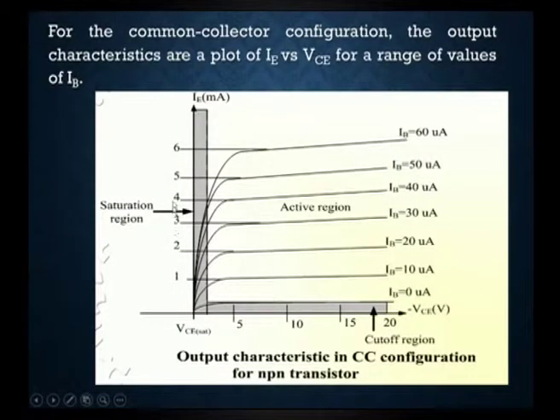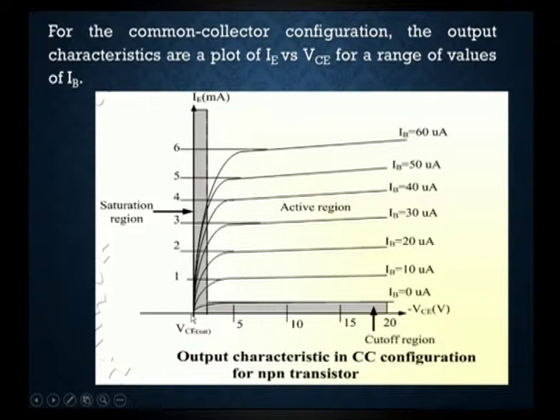So, we are studying only output characteristics here. For common collector configuration, the output characteristics are plotted like this, that is emitter current versus the collector to emitter voltage for a range of values of base current. And here also we can observe it has three regions: one is saturation, another is active, and the third one is cutoff region, which is plotted here.